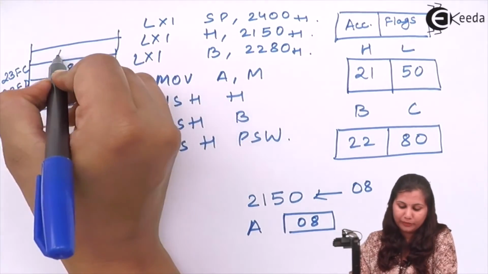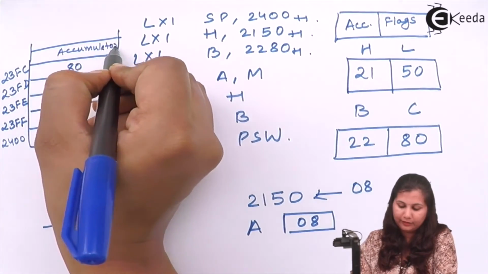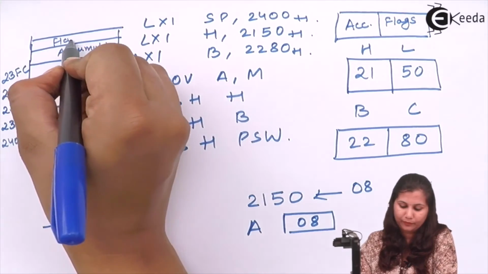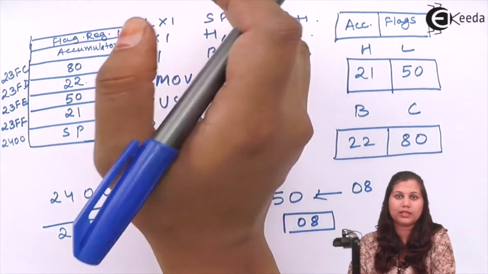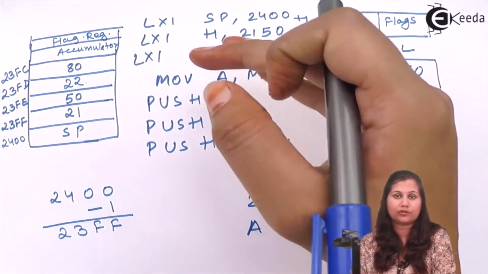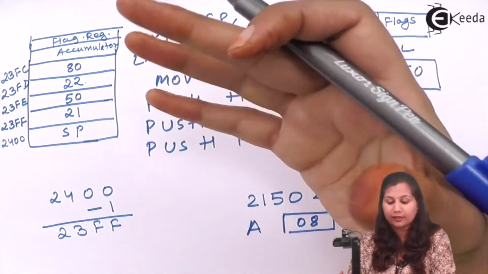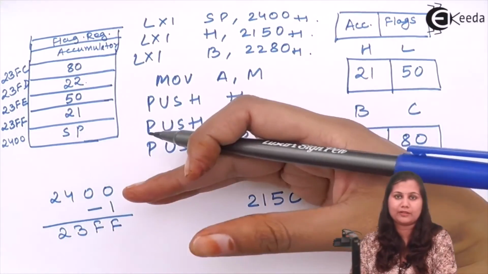So first the accumulator will be stored and then the flag register will be stored here. So if there are questions based on the stack, that after execution of these instructions, what will be the position of the stack pointer and what are the contents of these registers, you can solve the questions based on this.